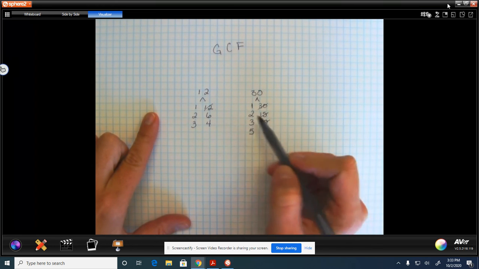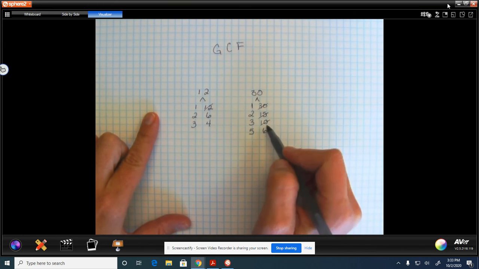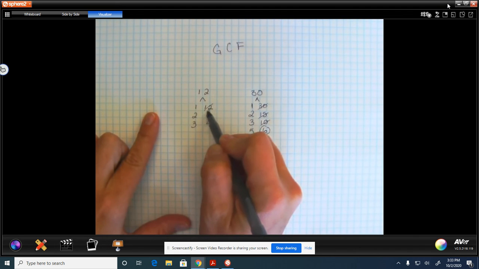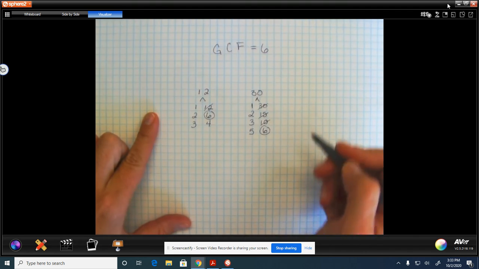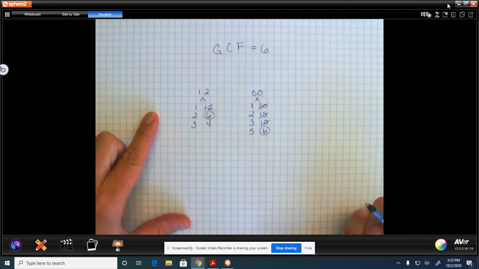And then we get to 6. And 6 is listed on both sides. So 6 is the GCF between the numbers 12 and 30. And that's all she wrote.